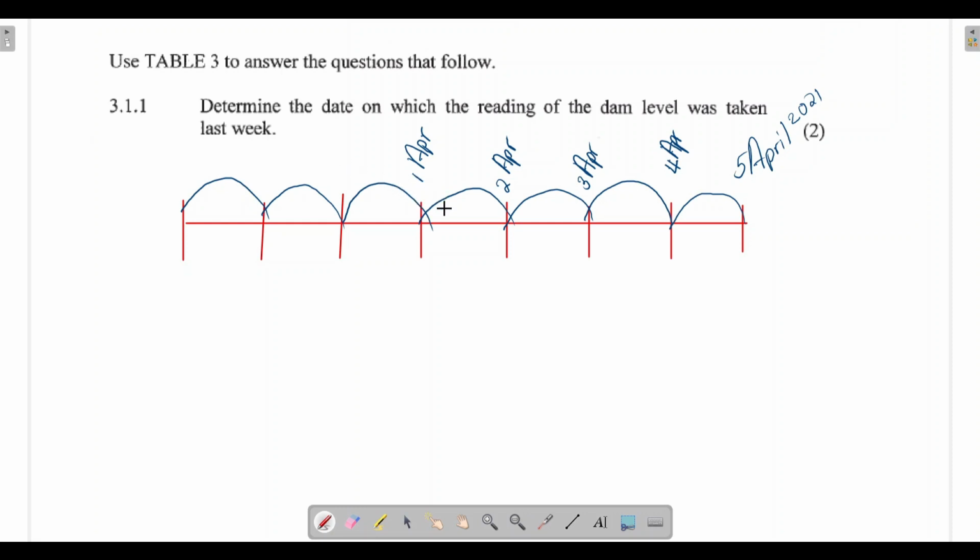And then what is the month that comes before April? It's March. And what is the last day of the month for March? It's the 31st, right? So the 31st of March, the 30th of March and the 29th of March. So what can we deduce from this? We can deduce that the dam level readings last week were taken on the 29th of March 2021, right? So that is basically your final answer.